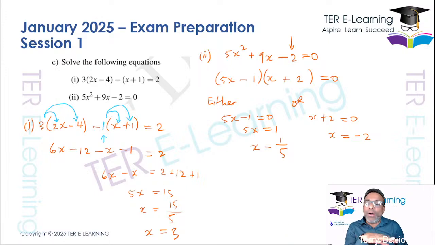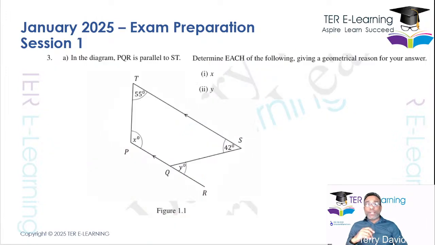Right, so that takes care of question 2. Let's have a look at the third question now. Your third question in your exam is going to be based on geometry, and chances are they're going to give us some form of geometry in the first part of the question, and then the second part of the question is going to be some kind of transformation. So here we have a diagram, and we have PQR parallel to ST. Determine each of the following, giving a geometrical reason for each answer.